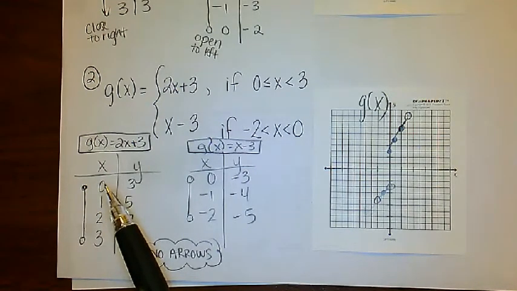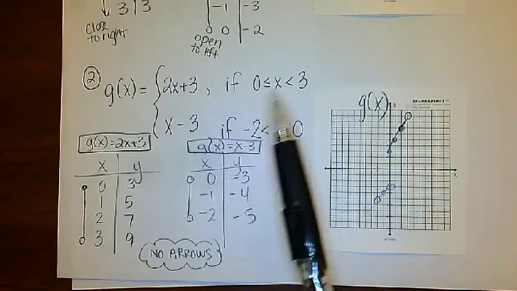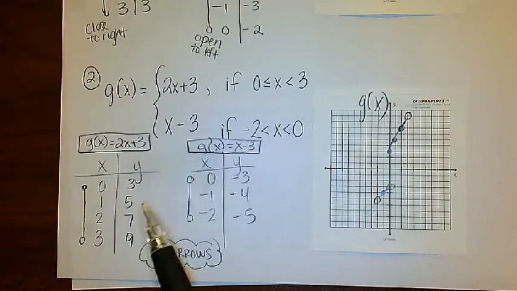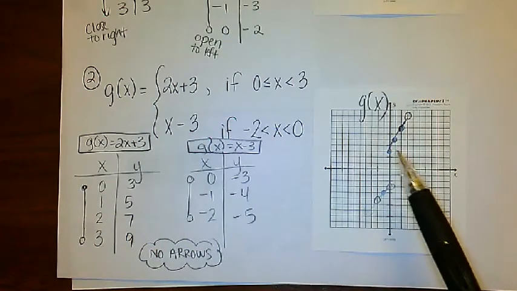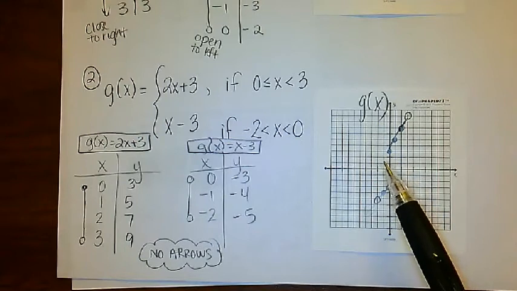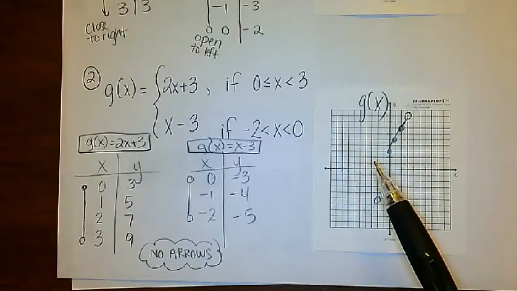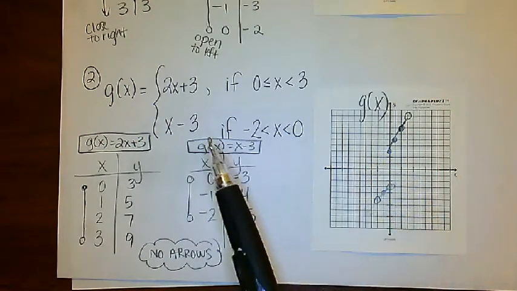We need just the numbers 0 through 3. We do not go any further, because they specified we only want from 0 to 3. So I found all of those coordinates, and then I graphed them. And I do not put any arrows because it does not go past any of these points.